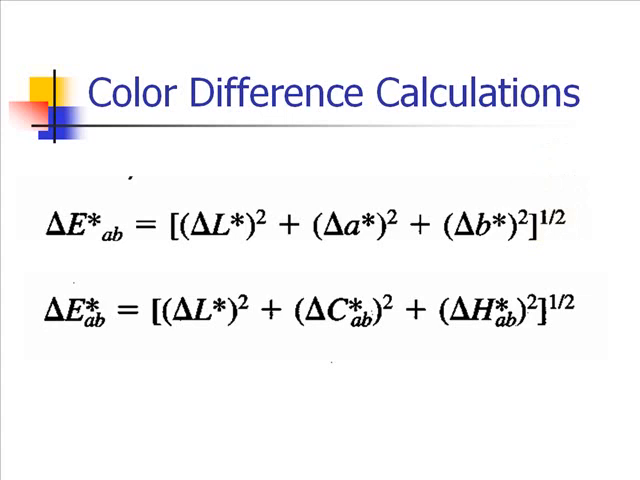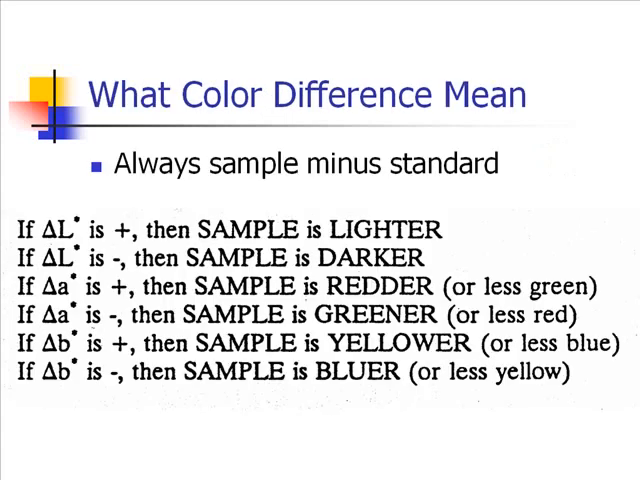And the important thing with these numbers is what they mean to us in terms of color difference. If the delta L value is positive, it means that our sample is lighter than the standard. If the delta L value is negative, it means the sample is darker. If the delta A value is positive, the sample is redder, or we could say less green. Both of those terms mean the same thing. And as we go through this in a little more detail, we'll explain why it's better to say in one case the sample is redder, or in another case the sample is less green.